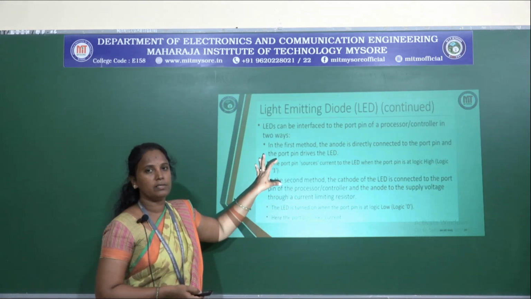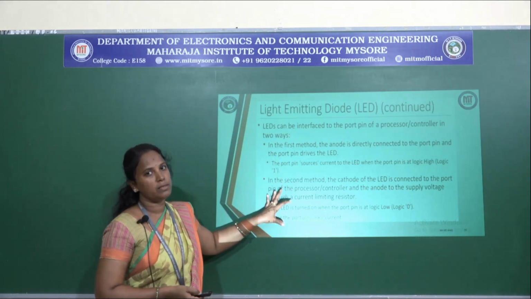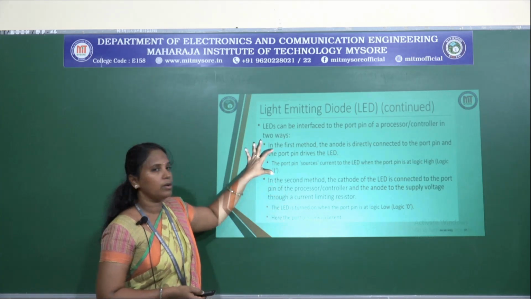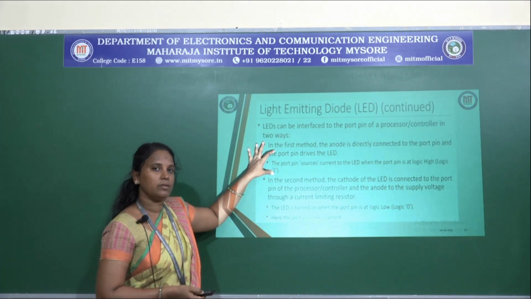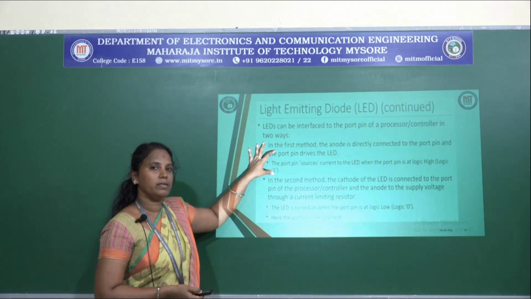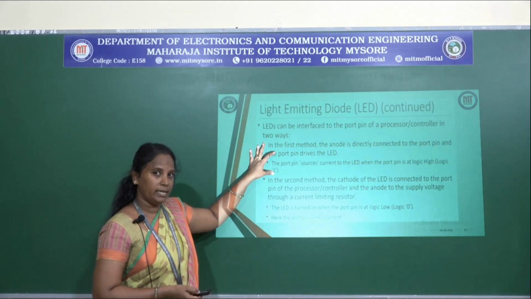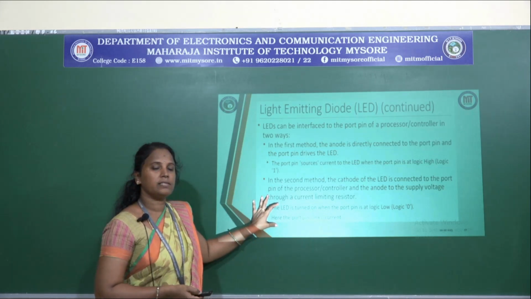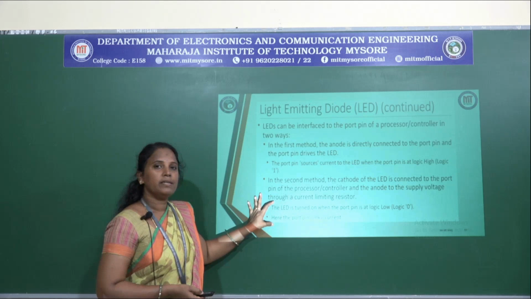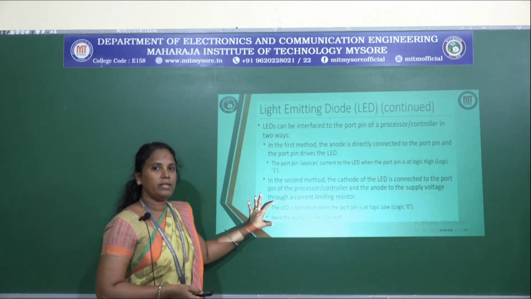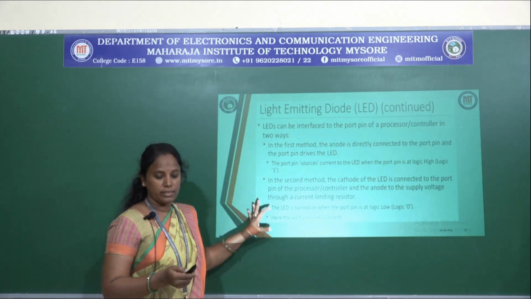So anode means 1 and cathode means 0. That is why, for the common anode connection, the LED is going to glow only when it is connected to the logic high condition. In the second case, since it is a common cathode configuration, it is going to give its output only when it is connected to logic 0.